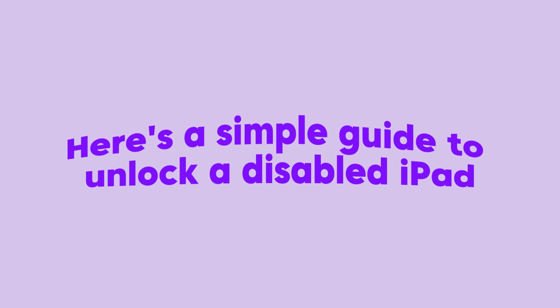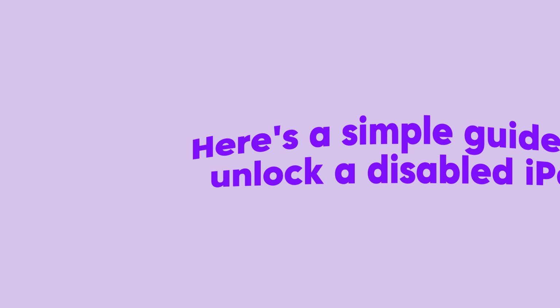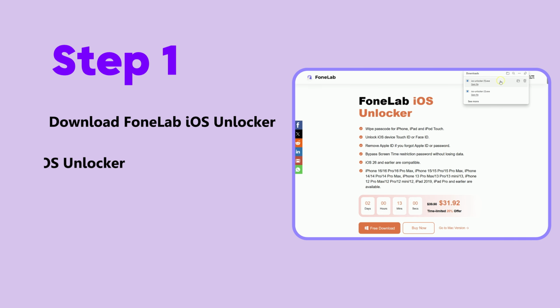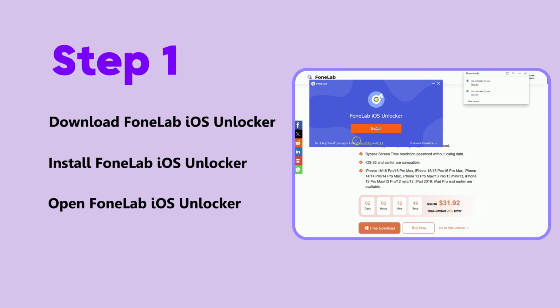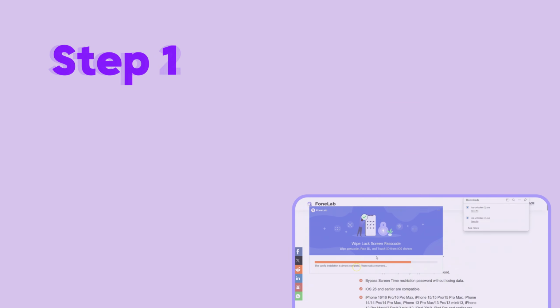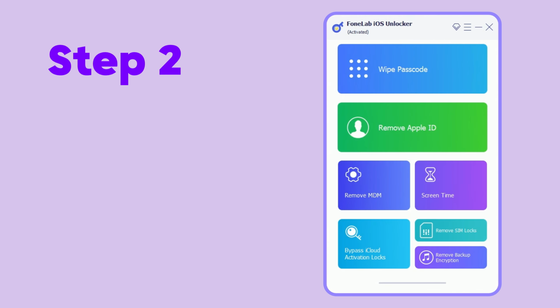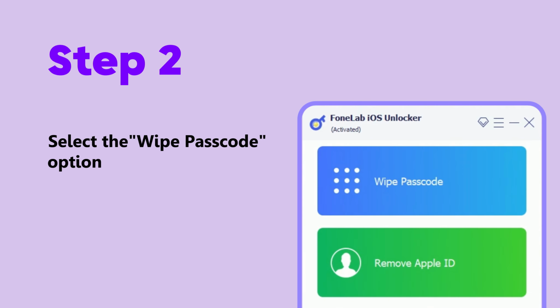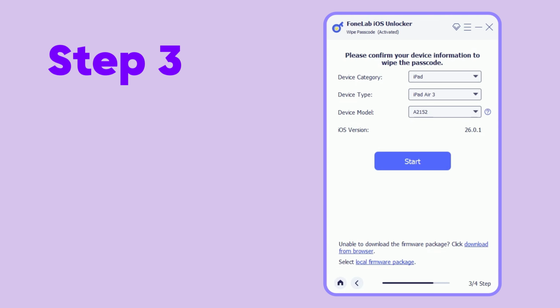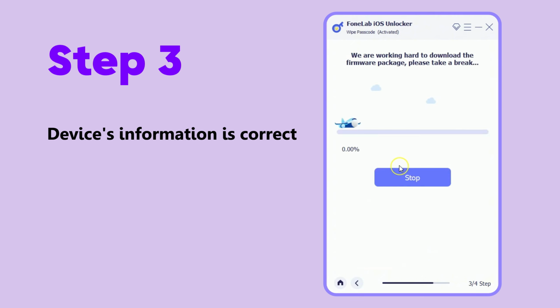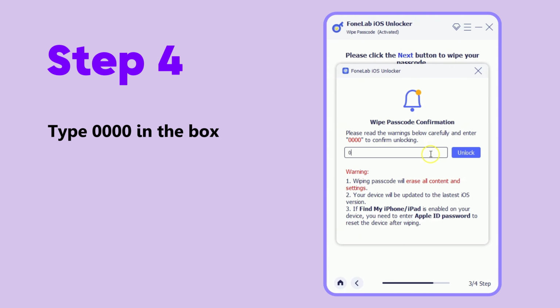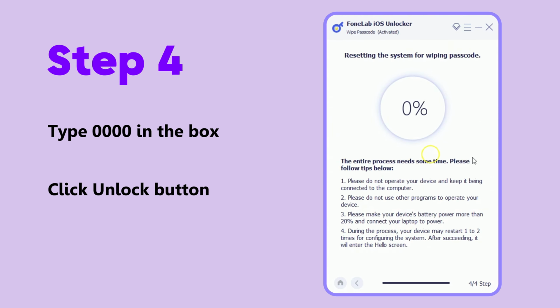Here's a simple guide to unlock a disabled iPad. First, download, install, and then open FoneLab iOS Unlocker on your computer. Next, connect your disabled iPad to the computer with a USB cable. Then, select the Wipe Passcode option. After that, check to make sure your device's information is correct and click Start to begin downloading the firmware. Type 0000 in the box and click Unlock button. Confirm your choice, and the tool will finish everything up for you automatically.